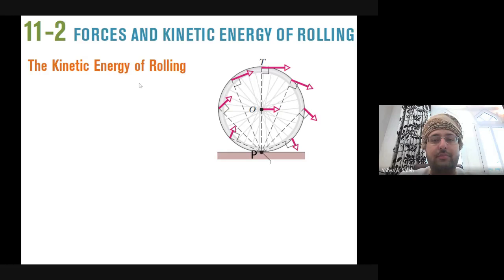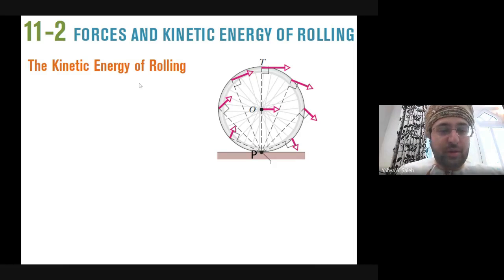Let's take a look first at forces and kinetic energy of rolling. In your book, this is all part of 11.2 and 11.1, which is rolling and angular momentum. I am breaking it down to multiple pieces because I think it's easier to follow when you're going through multiple pieces rather than one go.